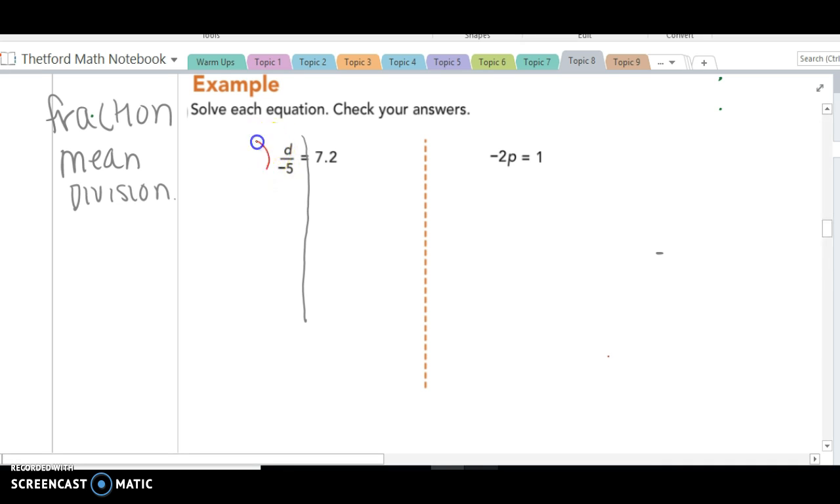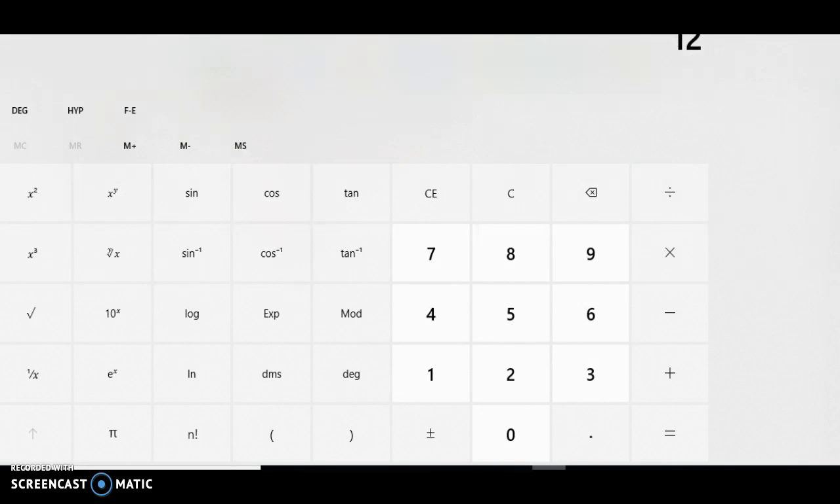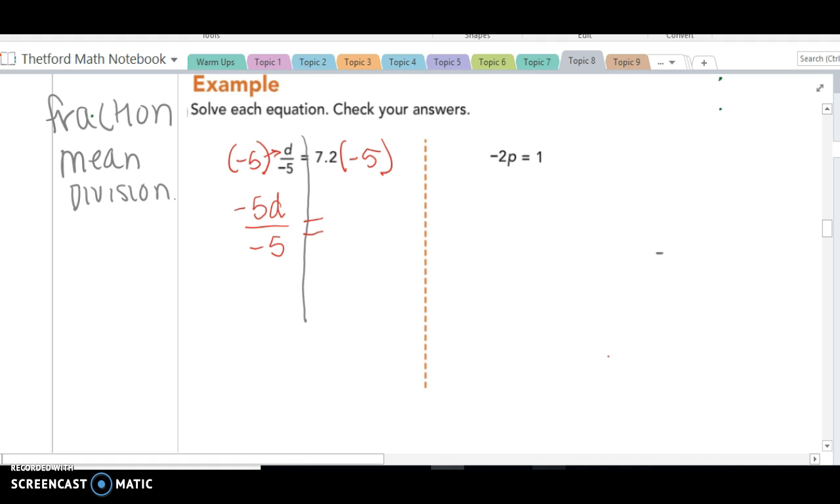So the opposite of dividing is multiplying. So I'm going to do that on both sides of my equation. Negative 5 times my variable is negative 5d all over negative 5. And that equals 7.2 times 5. And you have to hit this negative down at the bottom. And we see that it is negative 36.